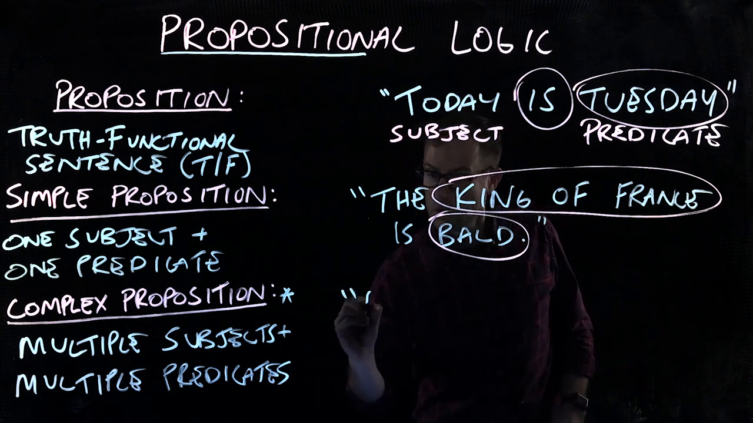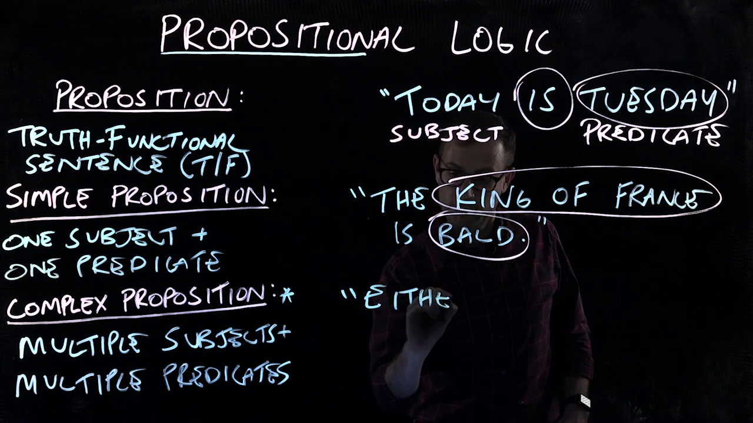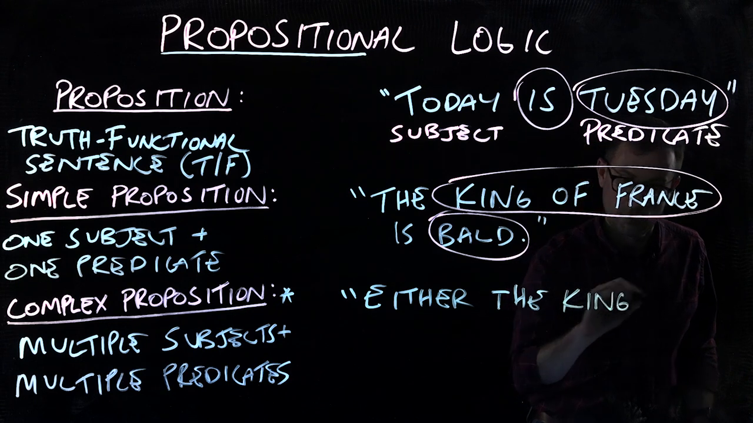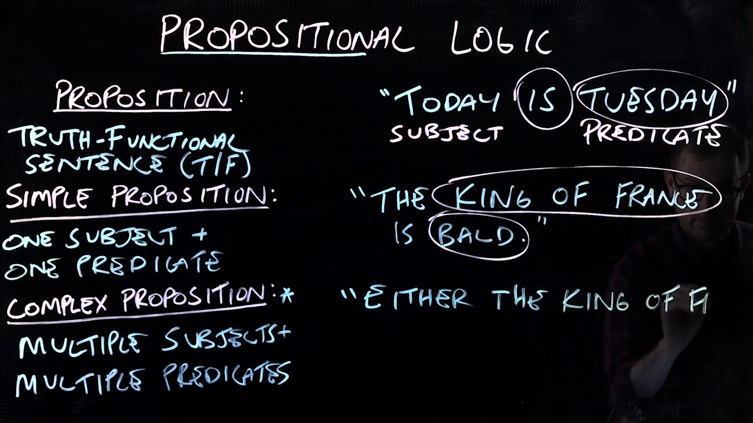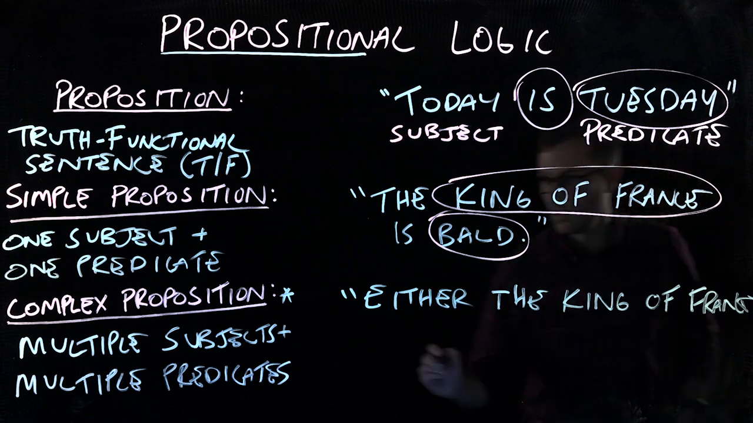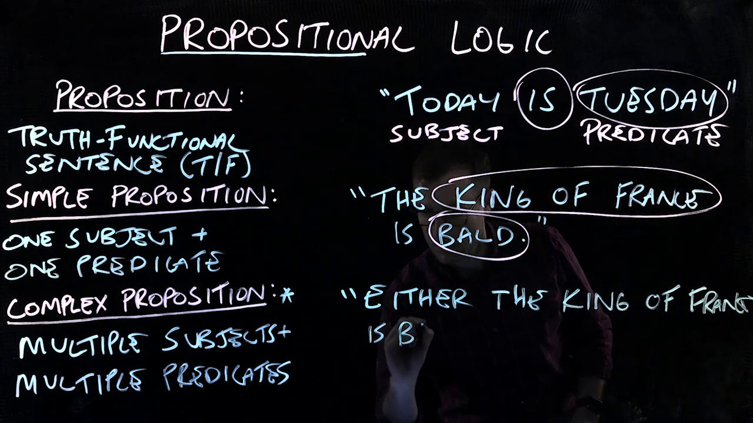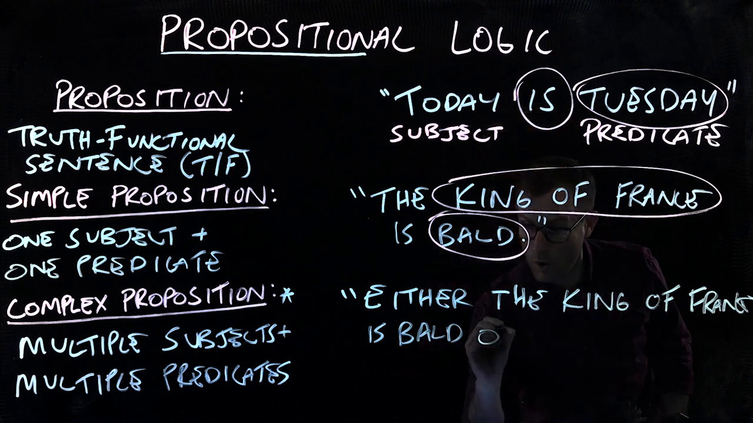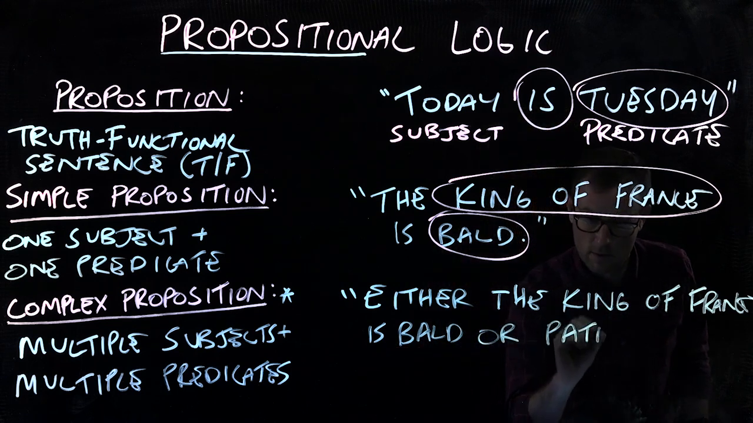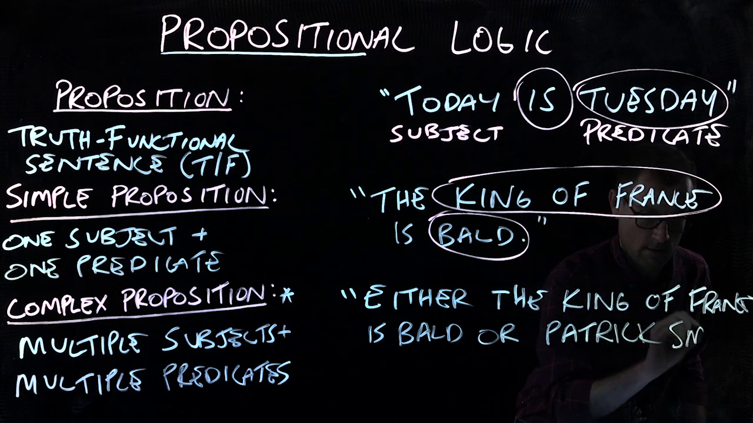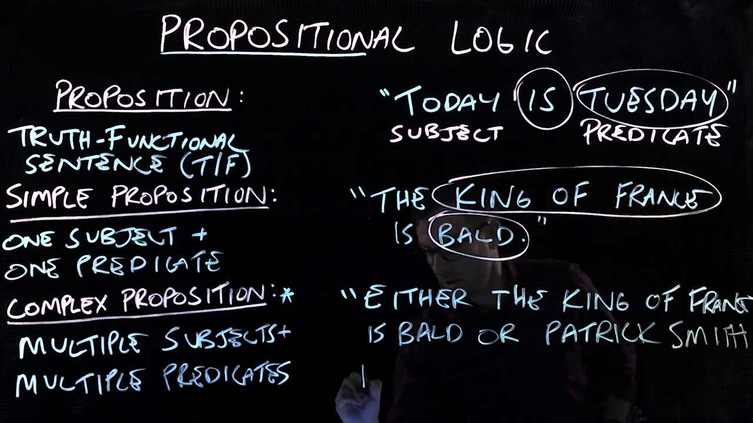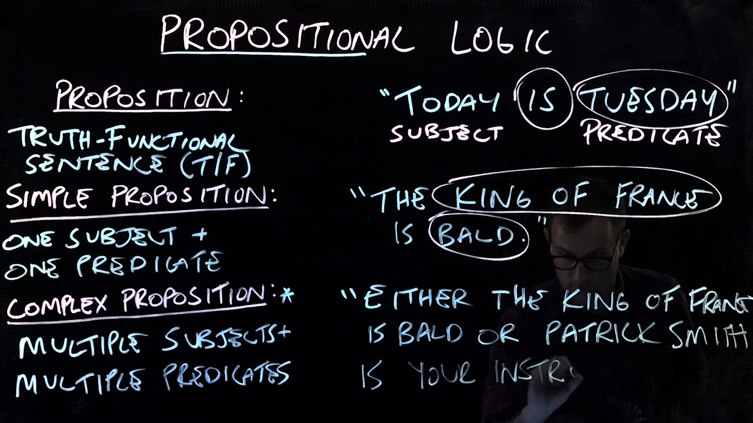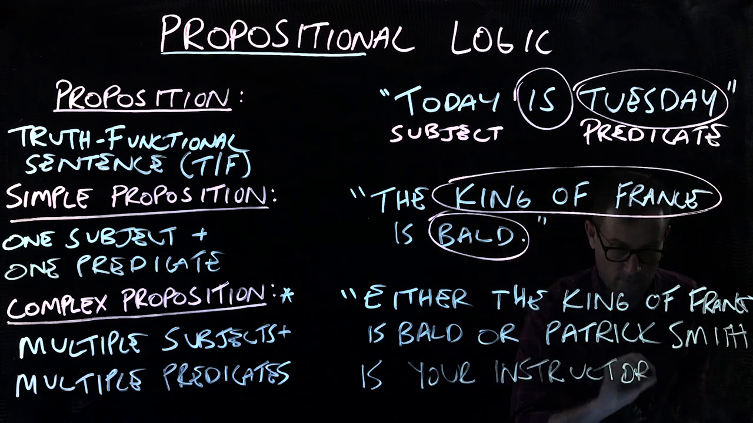Let's imagine this. Either the King of France is bald, our predicate. And let's introduce another proposition. Or Patrick Smith is your instructor.